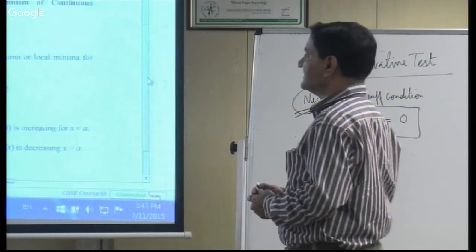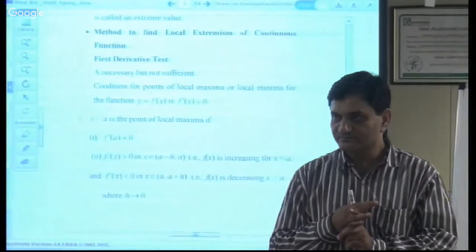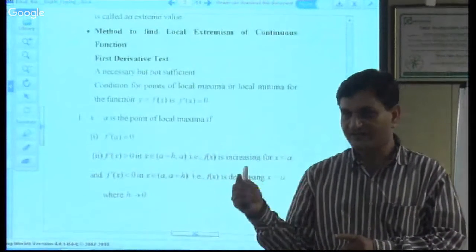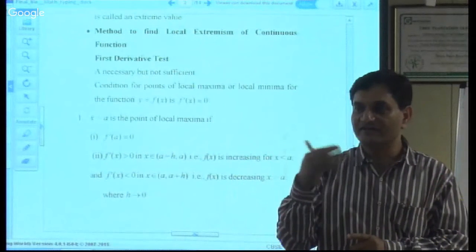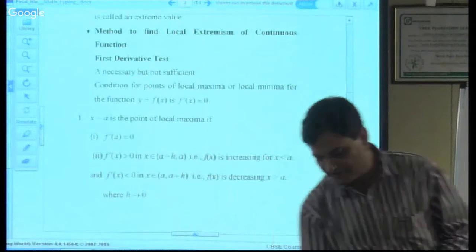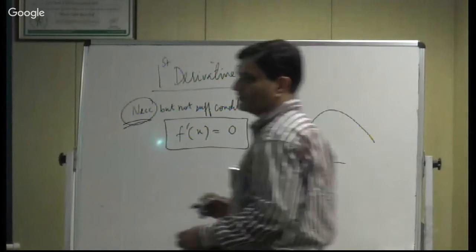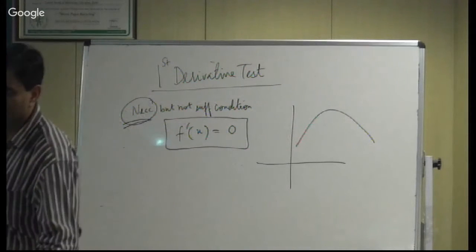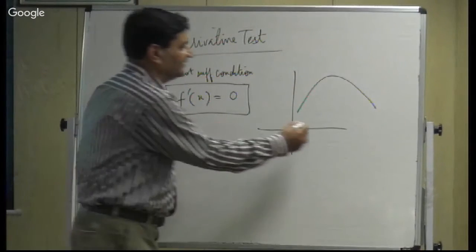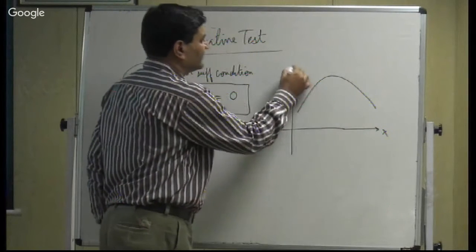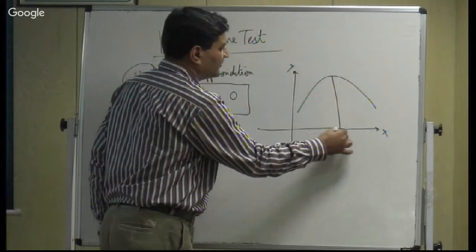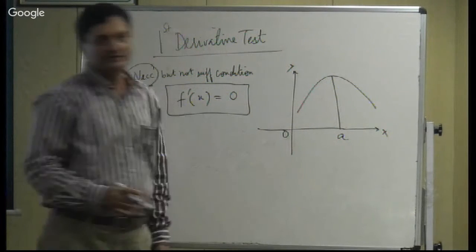Now what is the first derivative test? x equal to a is a point of local maxima if the first derivative is 0. And next, what will happen? You will find the change of sign because of the curvature, the concavity changes at that particular point. Now see, if this is a point of local maxima, what is happening on the left hand side? This is the x-axis, y-axis. This is a point x equal to a. This is the origin.